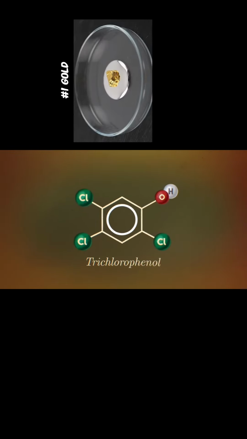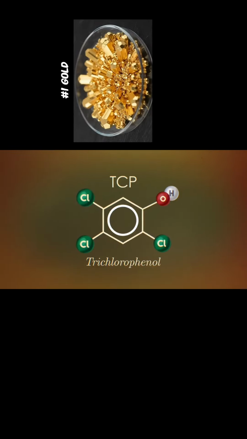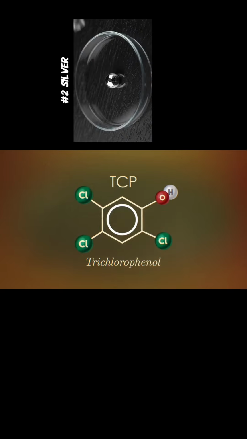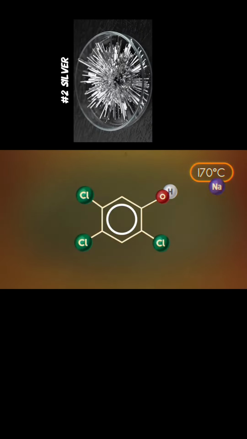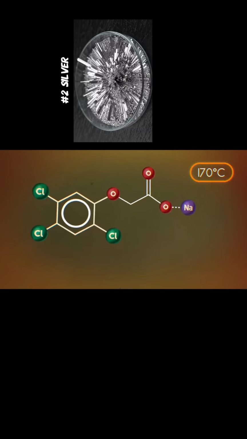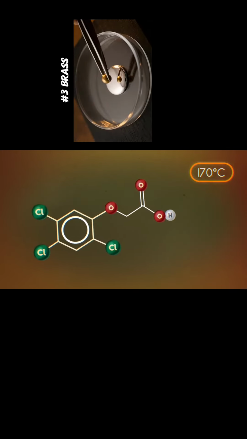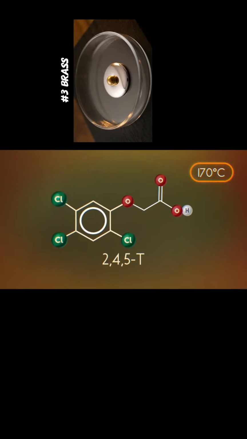This creates trichlorophenol, or TCP, a key ingredient in making the herbicide. From here, if you keep the reaction at 170 degrees Celsius, you can add a series of chemicals to grow out this oxygen tail into an acid, giving you 2,4,5-T.